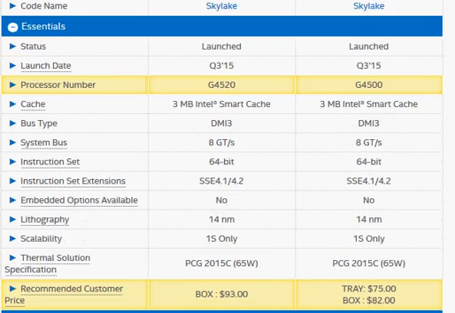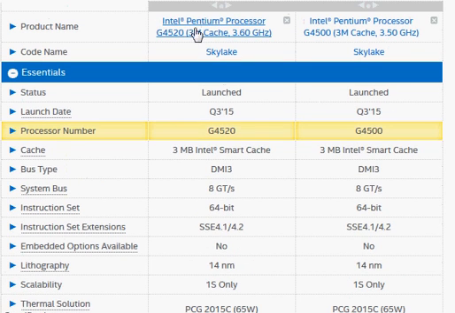If you are really looking for better performance, you may want to look at Core i3 or maybe Core i5, even more expensive processors.